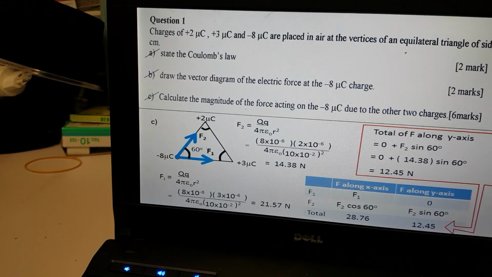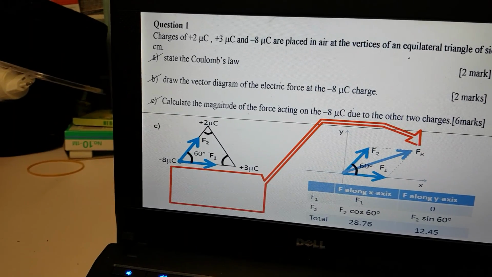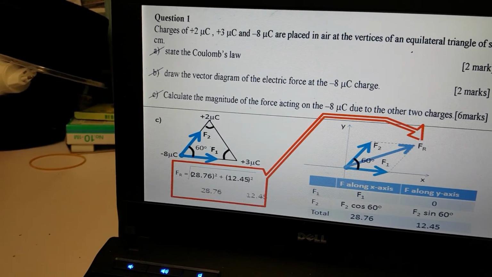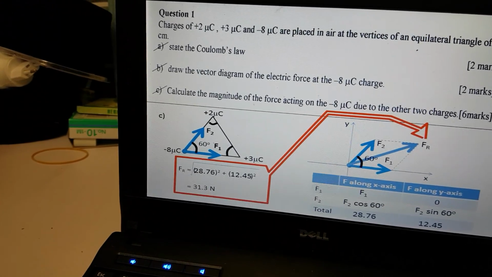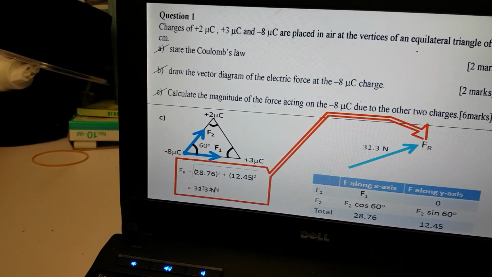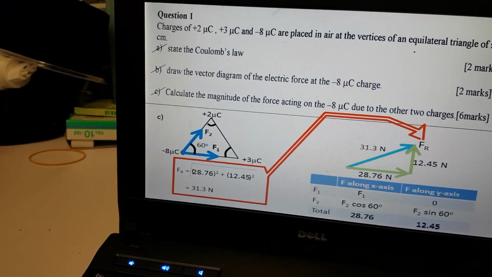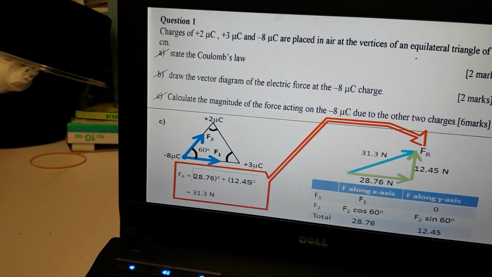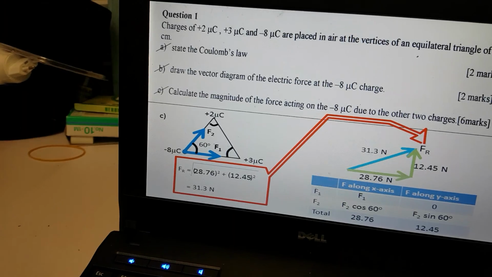Okay, now we have the components Fx and Fy. Then we can find the resultant using Pythagoras' theorem. So substituting into Pythagoras' theorem, the resultant F is 31.3 Newton. How do we get this 31.3 Newton from Pythagoras' theorem? 28.76 is to the right because we got positive, and 12.45 Newton is upward because we also got positive. So that's why we get 31.3 Newton. The resultant force is 31.3 Newton.